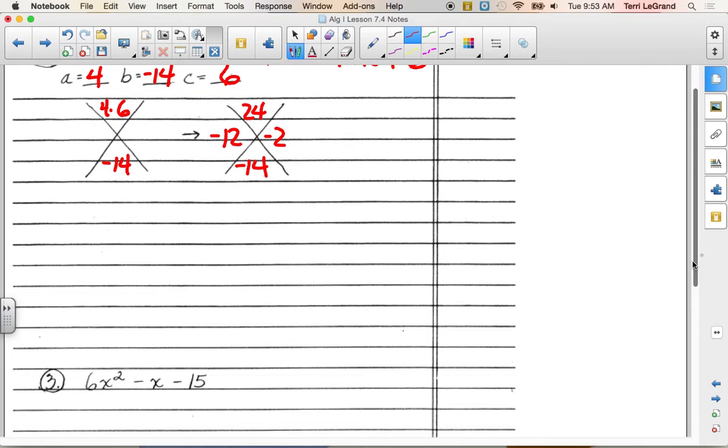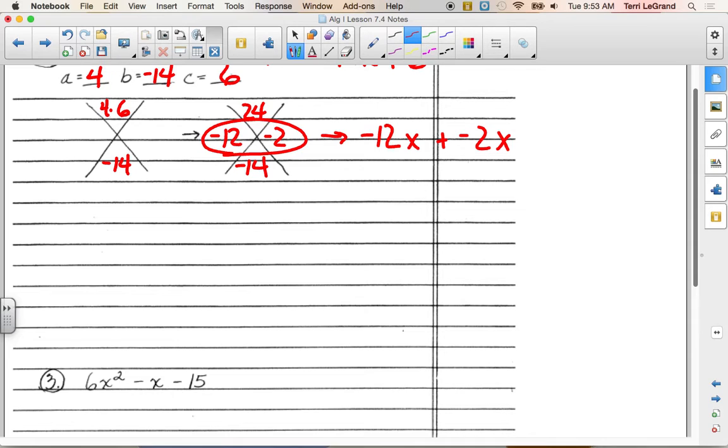Okay, now what do we do? What's next? What do those become? Those become x's. These actually become negative 12x plus negative 2x. That's what that becomes. We're not ready to set up our factors yet.